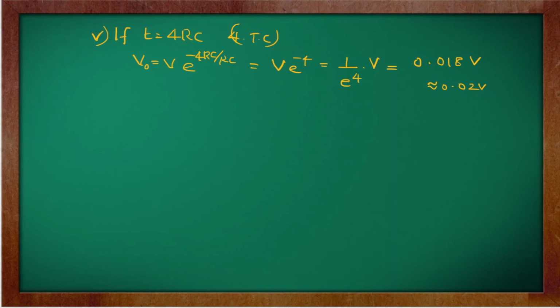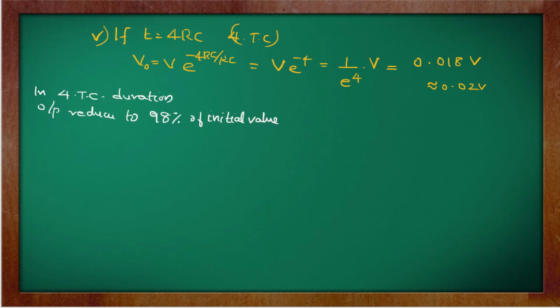That means the conclusion is that in 4 time constant duration, output reduces to 0.02. 0.02 means it reduces to 98% of the initial value. Okay, reduces to 98% of initial value. Correct?